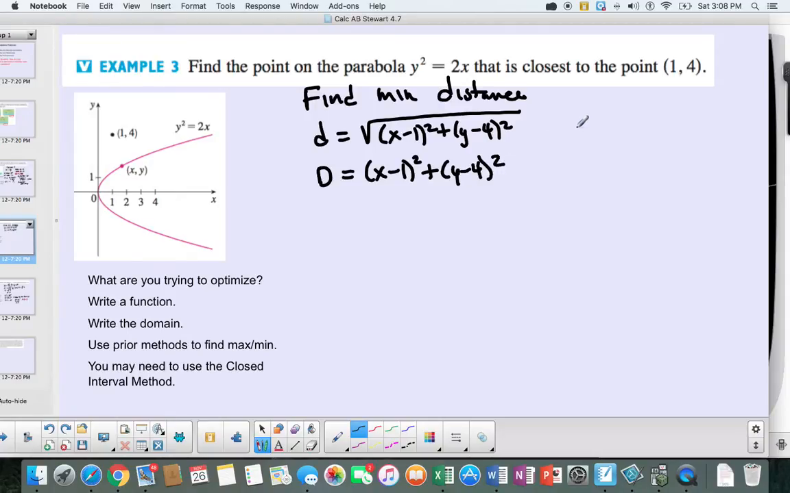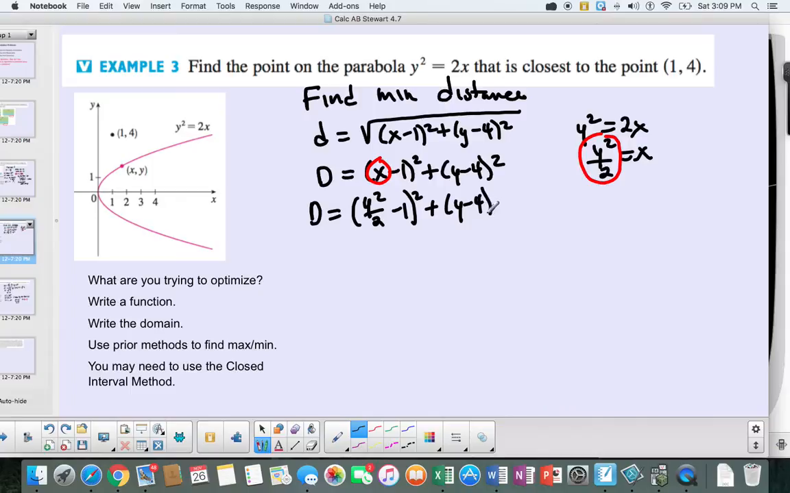And I also know this relationship, y squared is equal to 2x. So x is equal to y squared over 2. So instead of x, I am going to write this. So everything will be in terms of y. So d is equal to, and we have y squared over 2 minus 1 quantity squared plus y minus 4 quantity squared. I'm going to use Fermat's method, find the derivative.